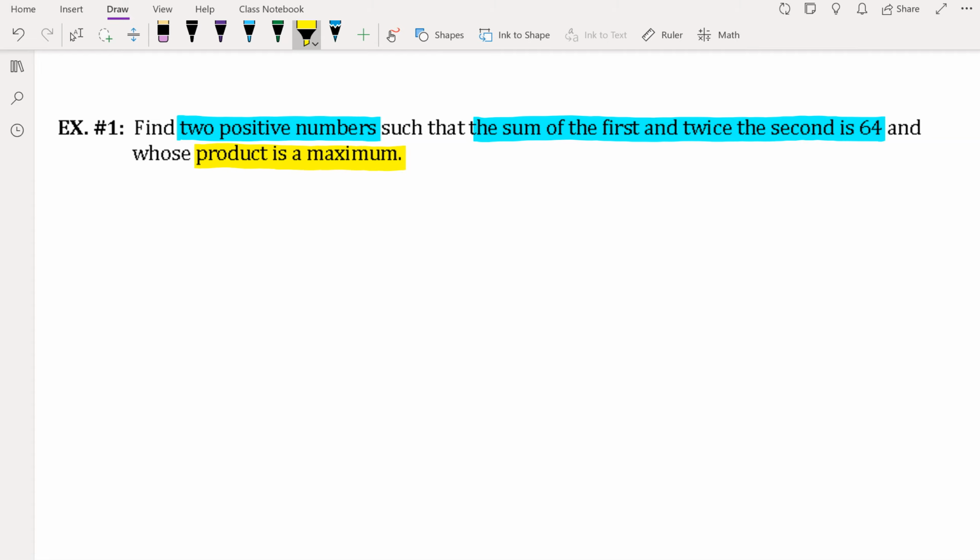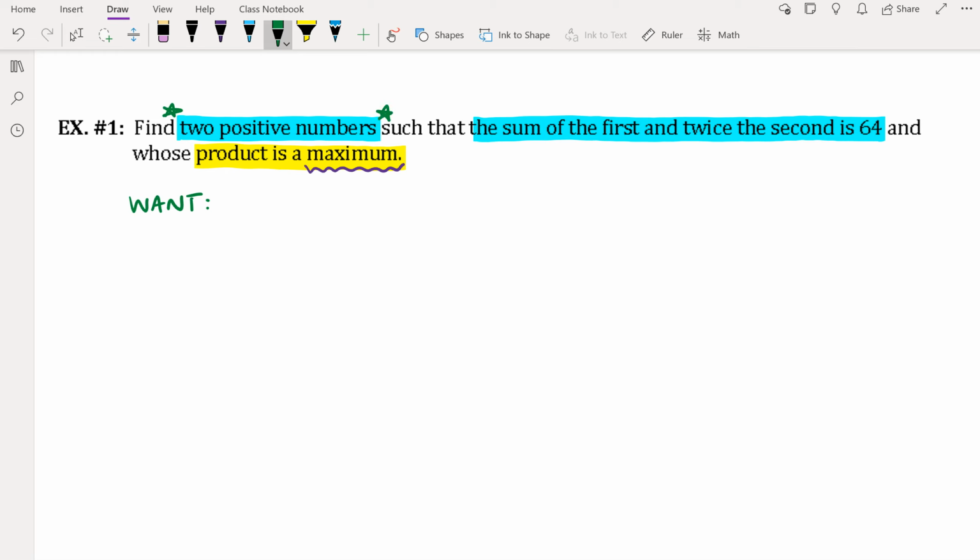Product is a maximum. All right, why is that calculusy? Why did I highlight that with yellow? Because of the word maximum. We are going to try to find a max. Now, first we need to break things down how we normally do. First, what do we want? What do we want for this problem? We want two positive numbers.